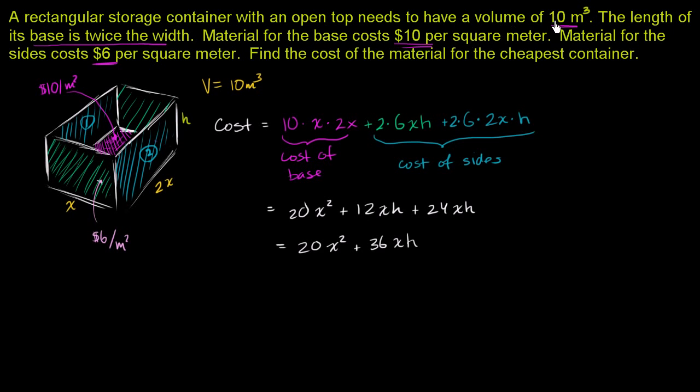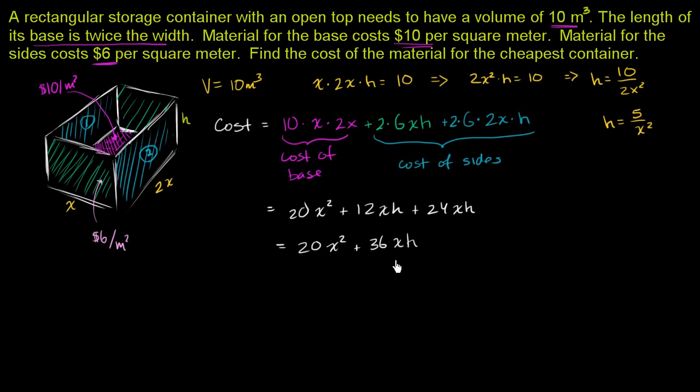Well, we know that the volume has to be 10 cubic meters. So we know that x, the width, times the length, times 2x, times the height, times h, needs to be equal to 10. Or another way of saying that, this tells us that 2x squared times h needs to be equal to 10. And so if we want h as a function of x, we just divide both sides by 2x squared, and we get h is equal to 10 over 2x squared, or we could say that h is equal to 5 over x squared.